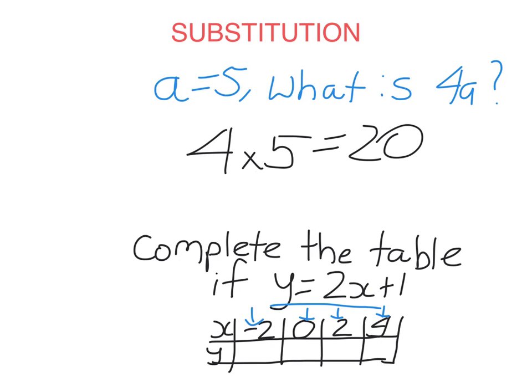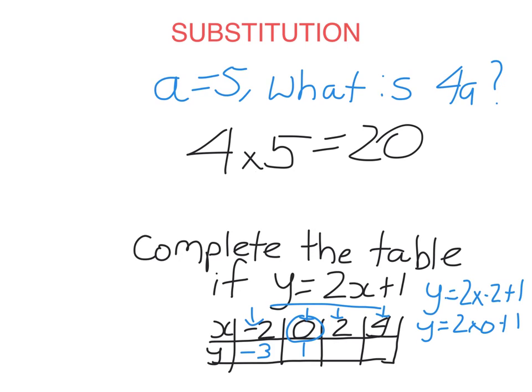So if x equals minus 2, so we'll start here, x is minus 2, then y would be 2 times negative 2 plus 1. So 2 times negative 2 is negative 4, plus 1 equals negative 3. So we just put a negative 3 there. If x equals 0 and y equals 2 times x plus 1, y would be 2 times 0 plus 1. 2 times 0 is 0, plus 1 is 1.